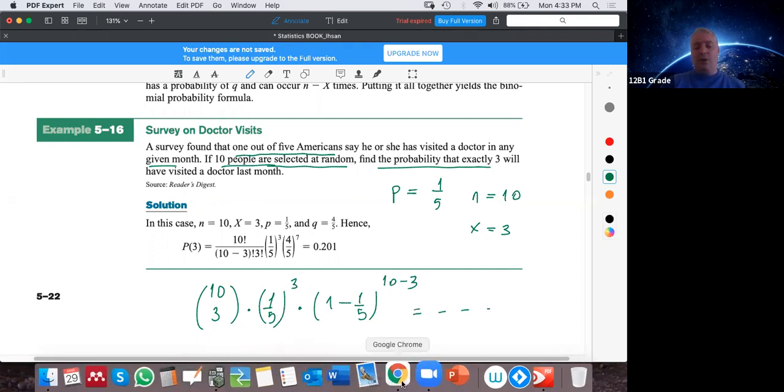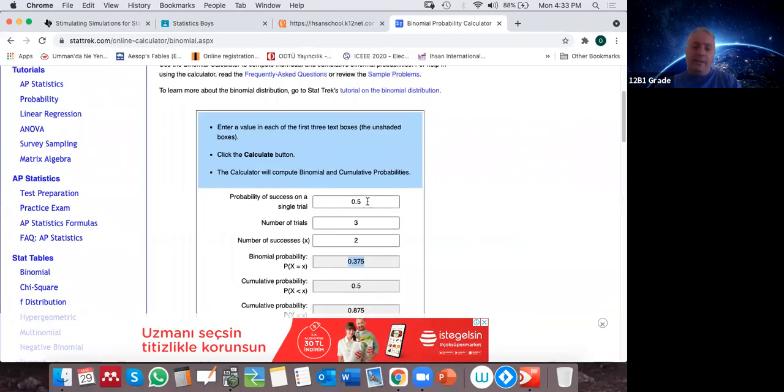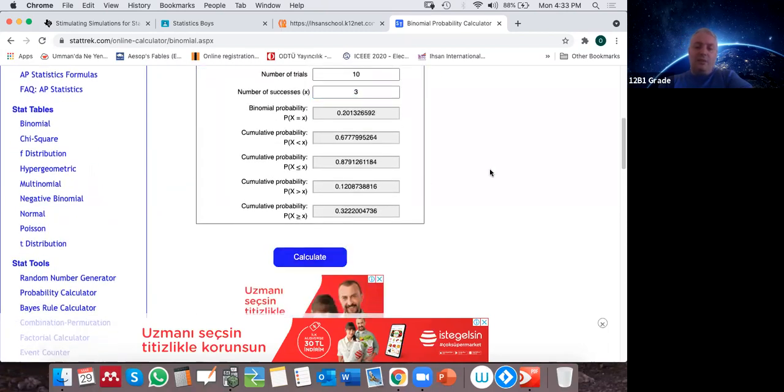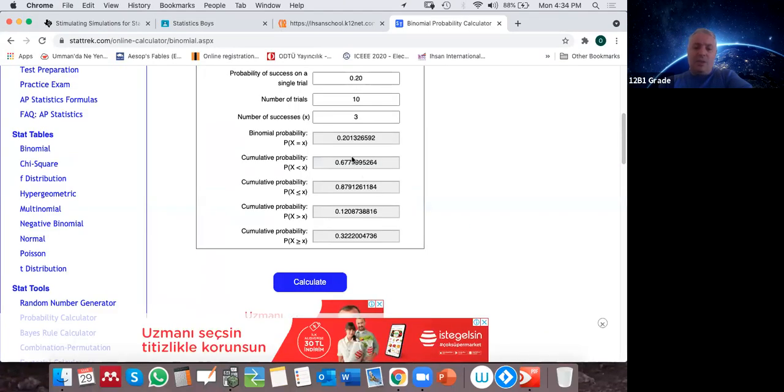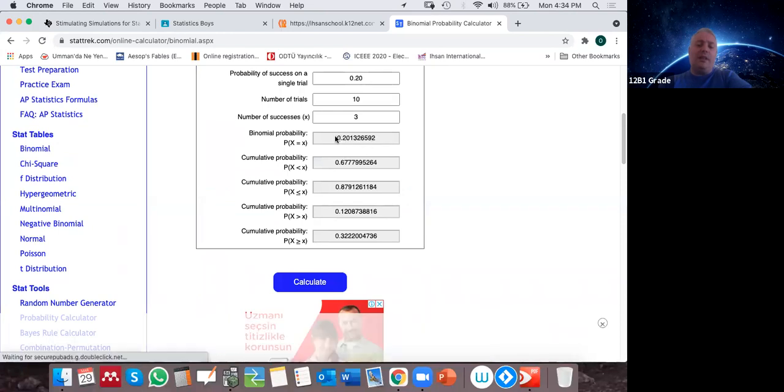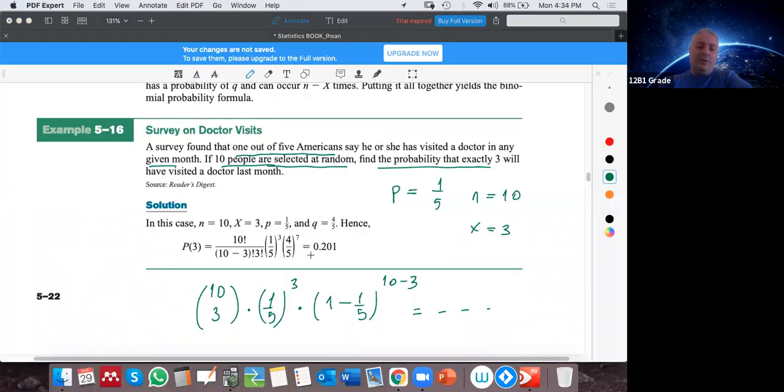Or by using the online application, let us use. So we have the success rate is 1 over 5. What is 1 over 5? 1 over 5 is 0.20, right? 0.20. And then number of trials, 10 times. How many successes we want to see? 3 times. So when I say calculate, the result comes out 0.201. Yeah, look at 0.201, it's here. That's it, finished. Anything to ask me?